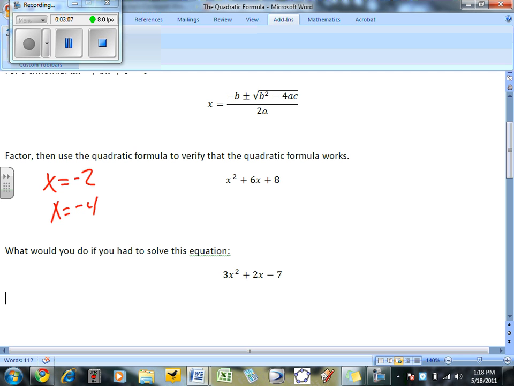So our formula says negative b. What that means is the opposite sign. So if this was a minus sign, we'd have a positive 6.